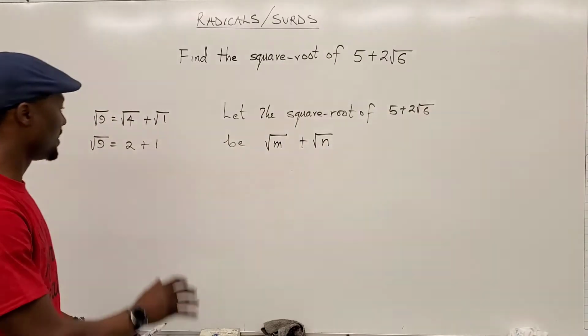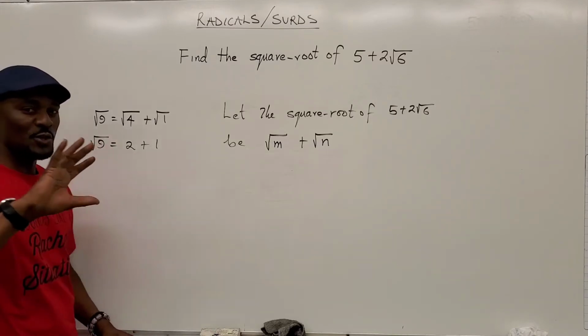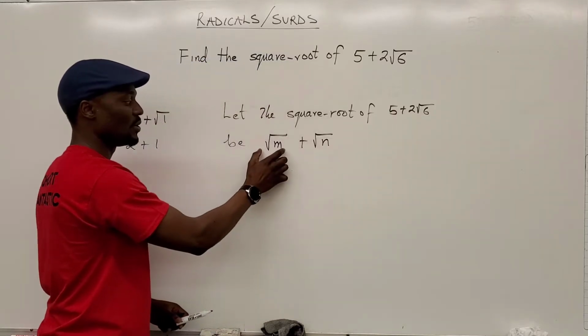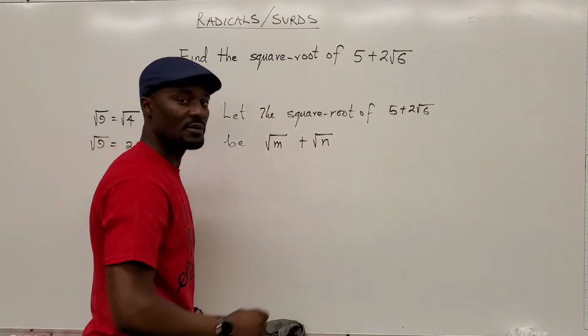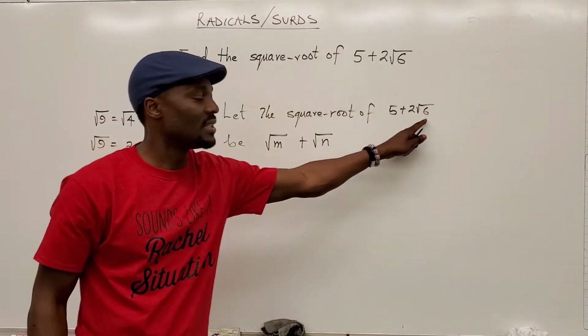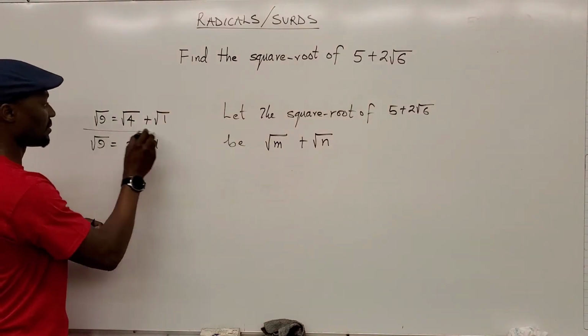Okay, so we just did the same thing. Let the square root of 9 be equal to 2 plus 1. We use the same analogy and say, let the square root of this number be equal to the square root of M plus the square root of N. Why don't we just say M plus N? Well, we don't want to do that, so we just adopt this one.